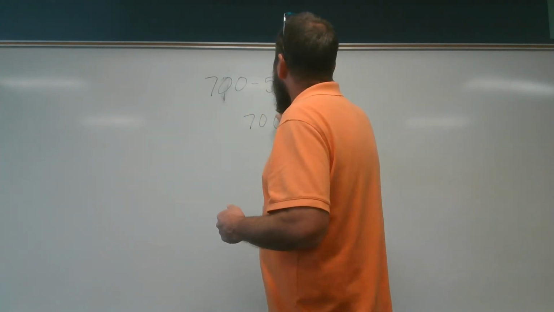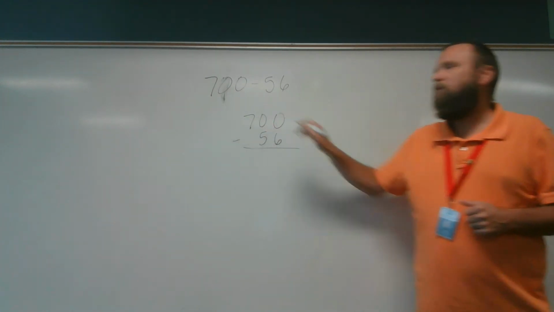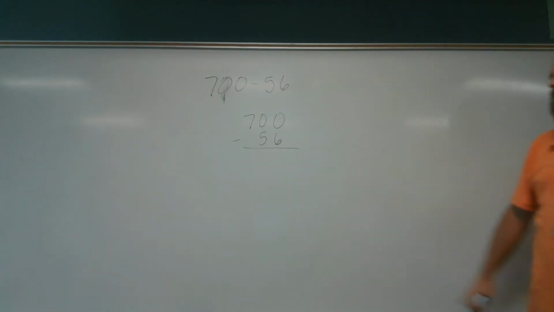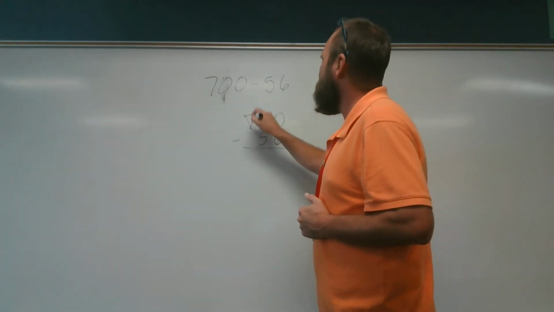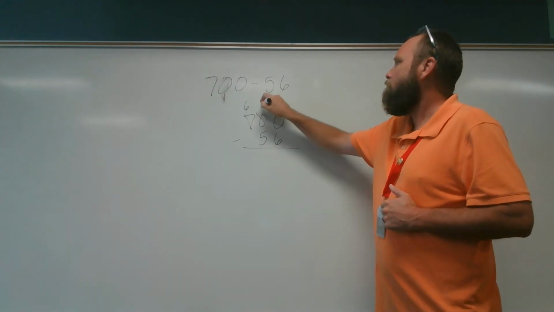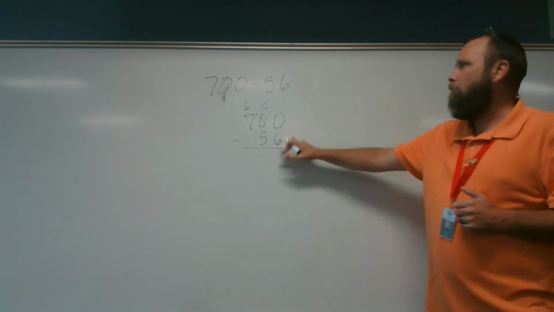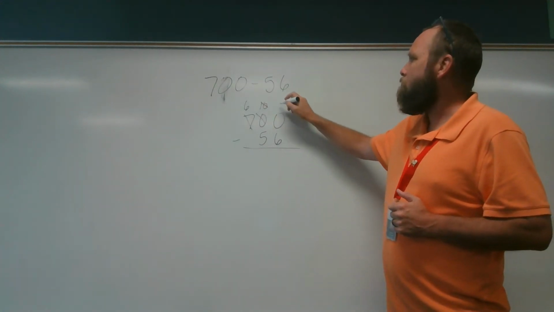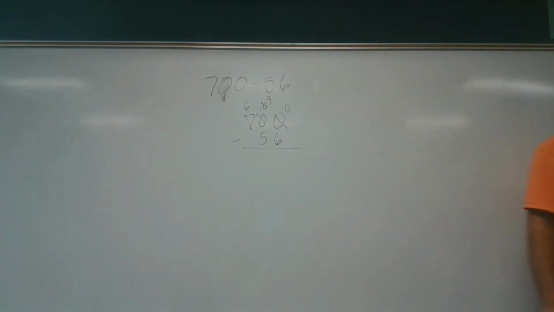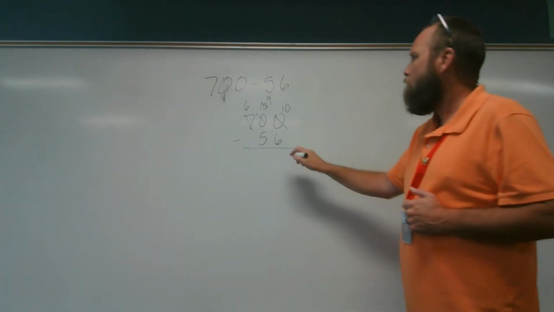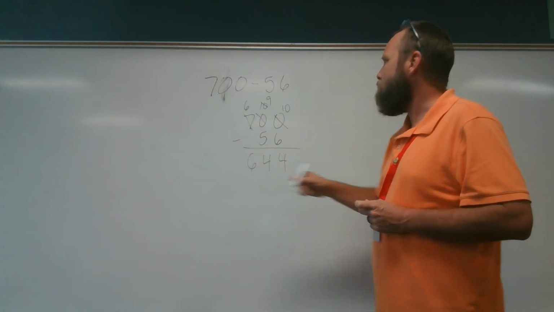So same thing, I want to write it vertically. I can't do the 0, subtract 6. I can't regroup from the tens place. So I regroup from the hundreds place, and now I only have 6 hundreds. Trade that for 10 tens. Okay, still can't do this. So I take one of those tens. So now I have 9 tens, and I have 10 ones. 10 subtract 6 is 4. 9 subtract 5 is 4. 6 subtract nothing else is 6.